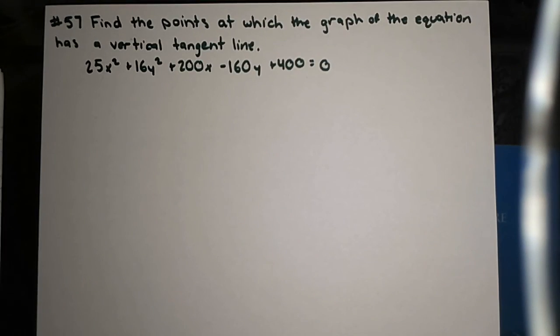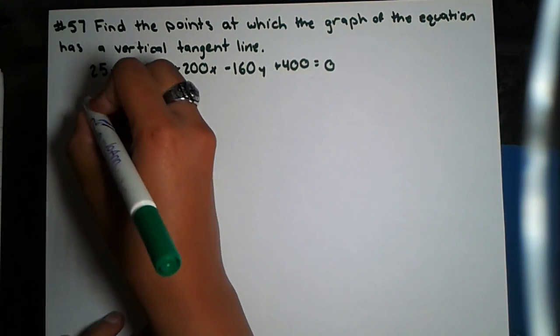And our last review problem is number 57 in section 2.5. Find the points at which the graph of the equation has a vertical tangent line. 25x squared plus 16y squared plus 200x minus 160y plus 400 equals 0. So the first thing you should do is differentiate it first.